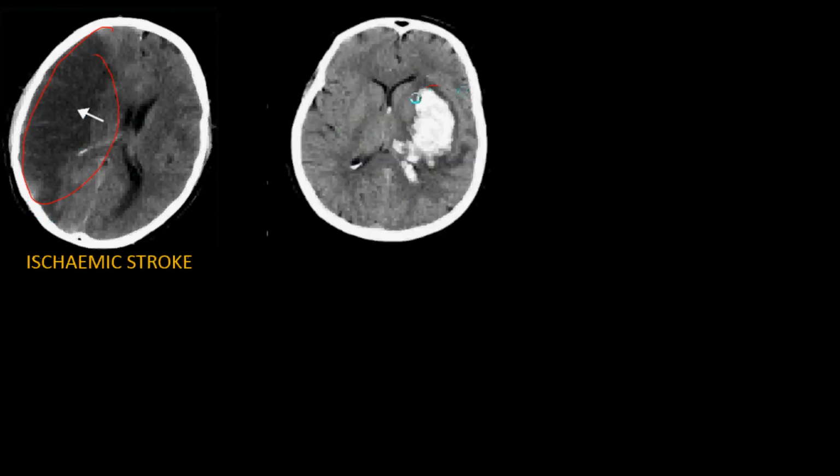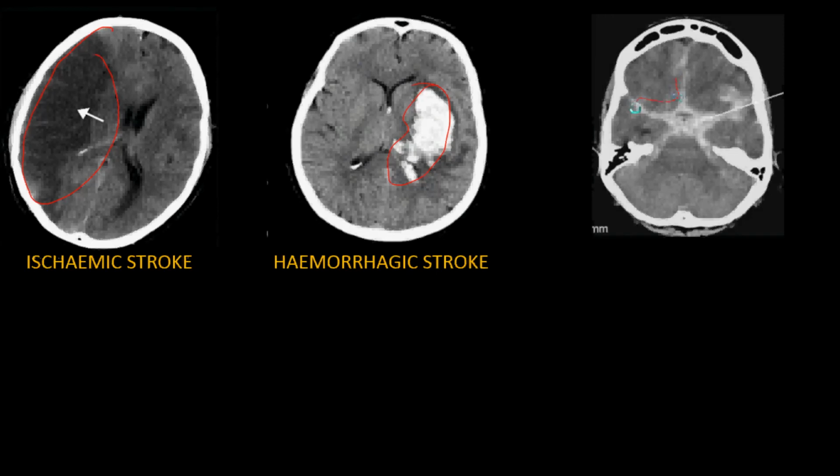And as you see here, there is hyperdensity in this region, which is white blood. This is an example of right MCA hemorrhagic stroke. And as you see here, there is blood here, whitishness here in the shape of a star. The star is because of the circle of Willis, and this could be due to a rupture of a berry aneurysm, and this is an example of subarachnoid hemorrhage.